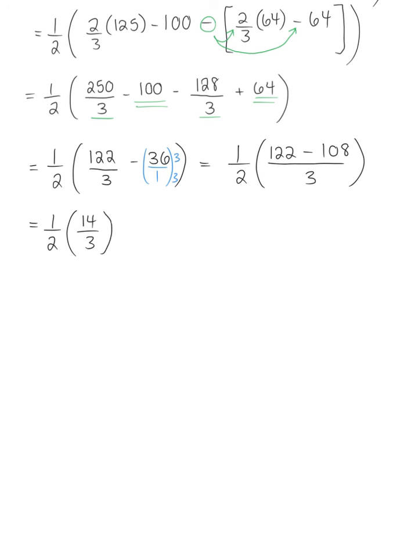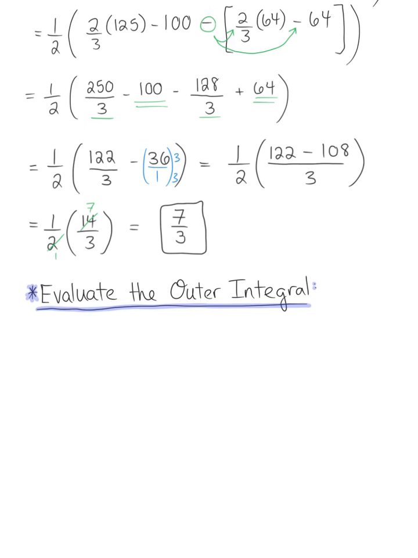And we can simplify one final time. We know that 2 goes into 14 7 times. Beautiful. So we are left here with 7 thirds. And now we can take this 7 thirds, plug it back into the integral above to evaluate the outer integral. So our outer integral is with respect to theta. So that's from 0 to 2 pi of 7 thirds d theta.